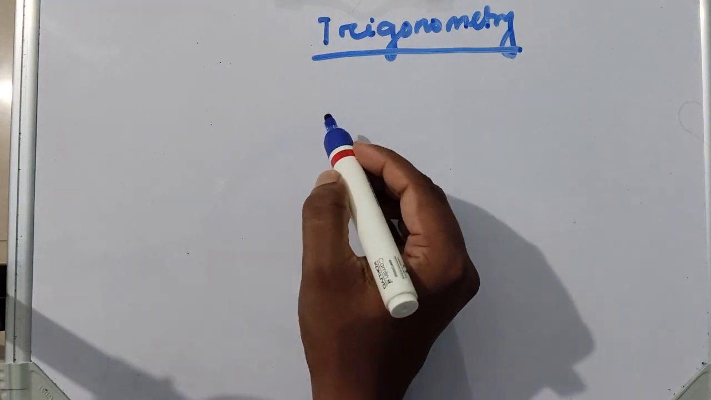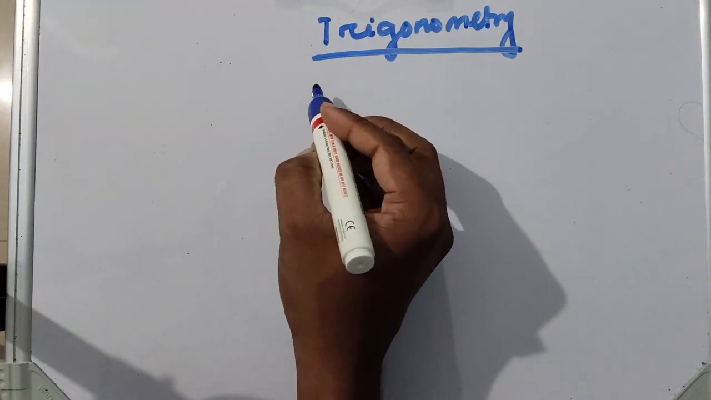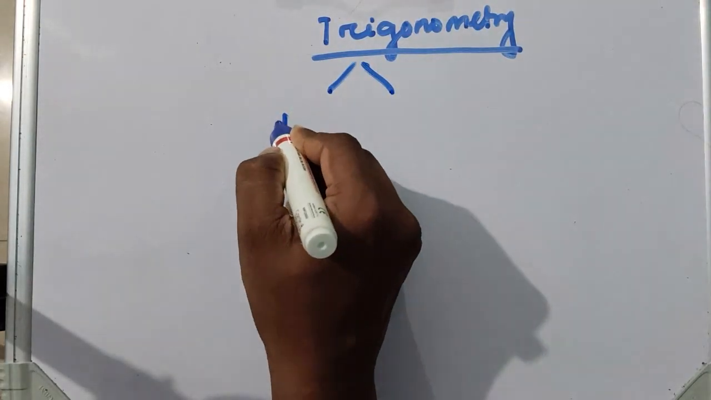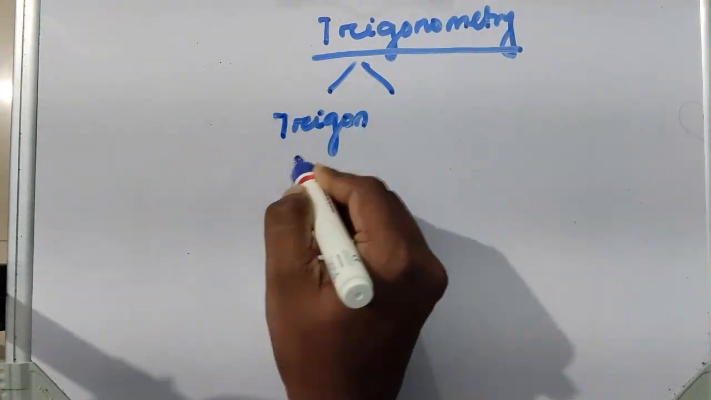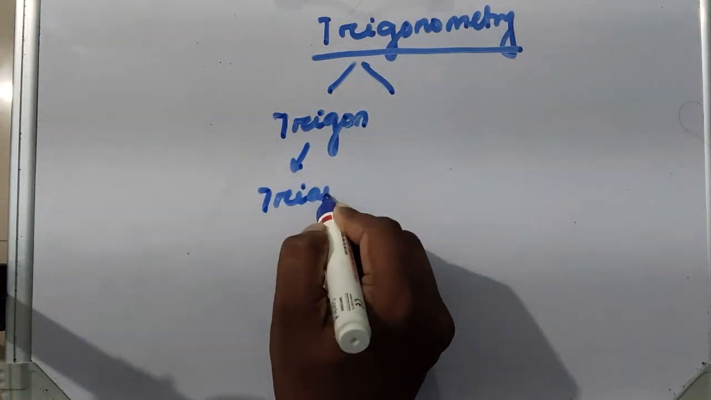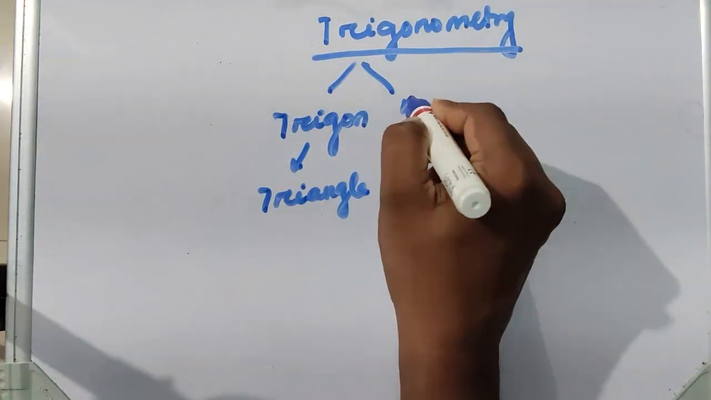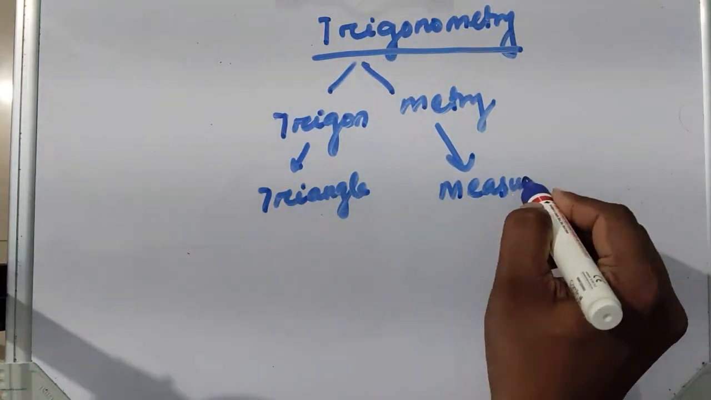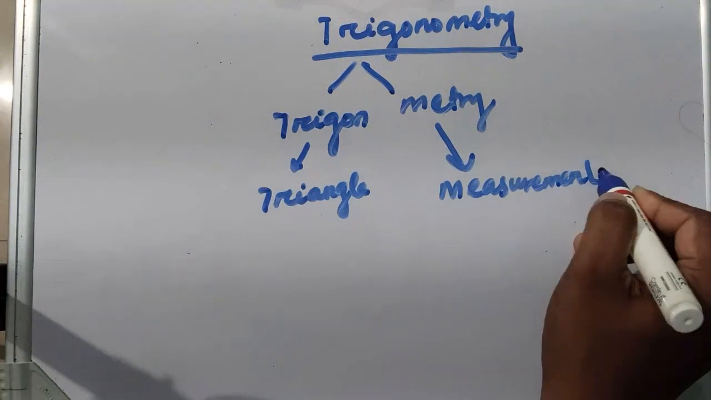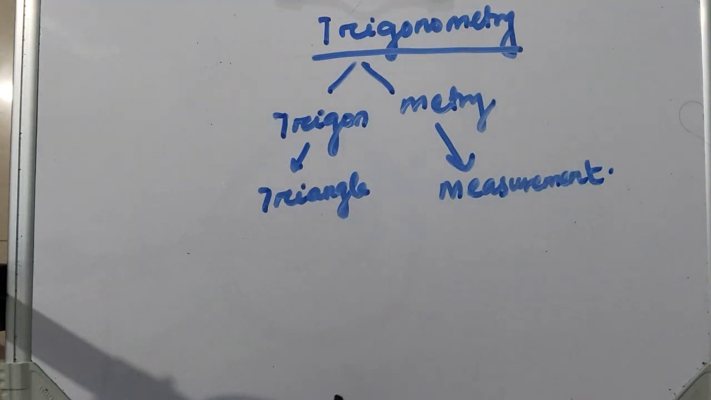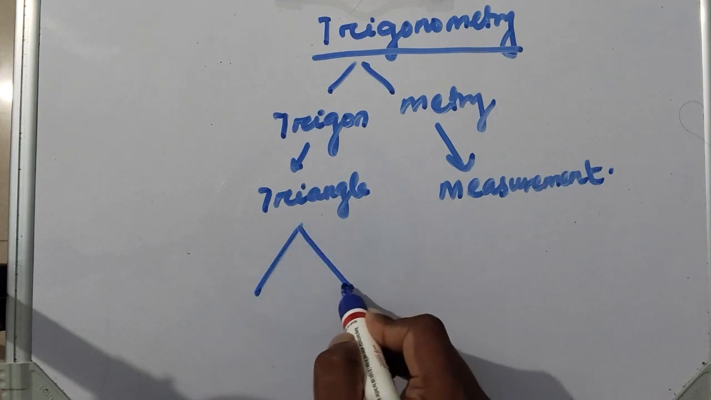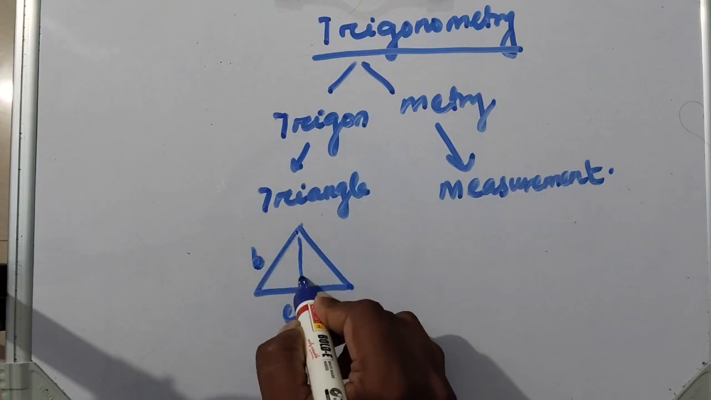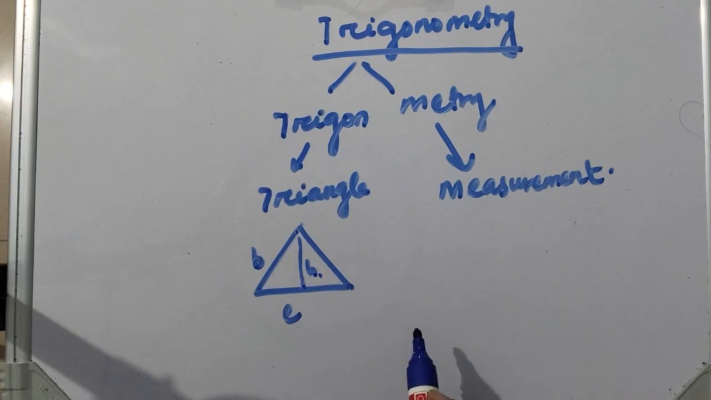We already know in our previous classes, trigonometry is a combination of words. Trigon means triangle, and metry means measurement. So trigonometry means triangle measurement: a triangle and its measurement, what is length, breadth, the height. So this is called measurement.